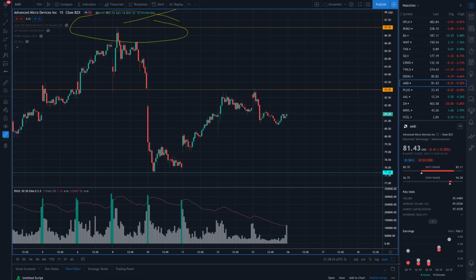So now I want to dive into some of the indicators I use. Okay. So some of the indicators I use are volume, the moving averages, EMA 9, and VWAP.